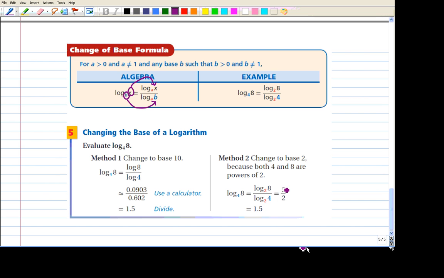Well, 2 to the third power gives me 8, so log base 2 of 8 equals 3. And log base 2 of 4 equals 2 because 2 squared is equal to 4. So log base 4 of 8 is equal to 1.5. And you could feel pretty awesome for figuring that out without a calculator.